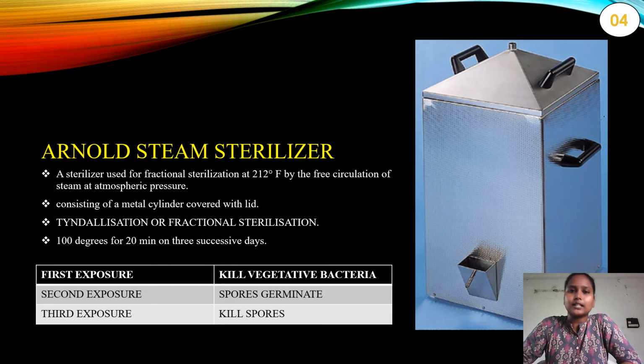That means on the first day it is exposed to 100 degrees for 20 minutes and on the other 2 days also the same. The first exposure on the first day kills all the vegetative bacteria in the material. On the second day, the second exposure germinates all the spores in the material. And on the third day, the germinated spores are killed. In this way, substances which are likely to decompose at higher temperatures can be sterilized. This is all about the Arnold steam sterilizer.